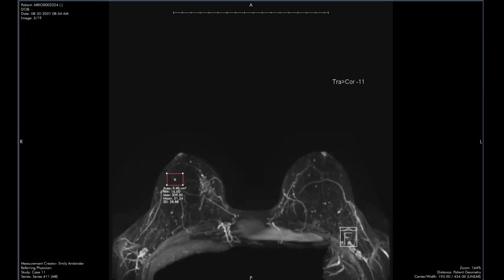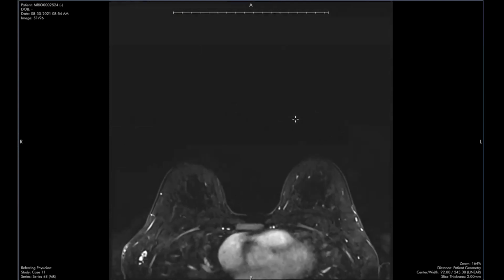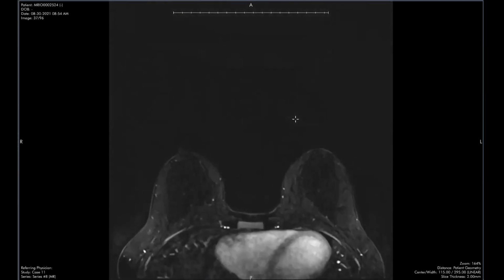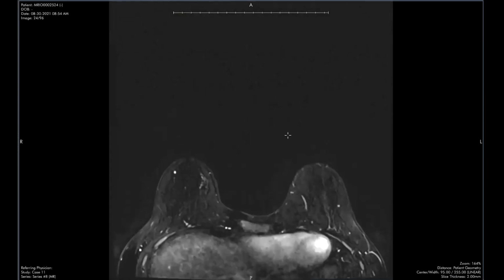Then we can look at the post contrast and find that focus. And here it is in the lower outer right breast, anterior depth. It's a dominant focus.